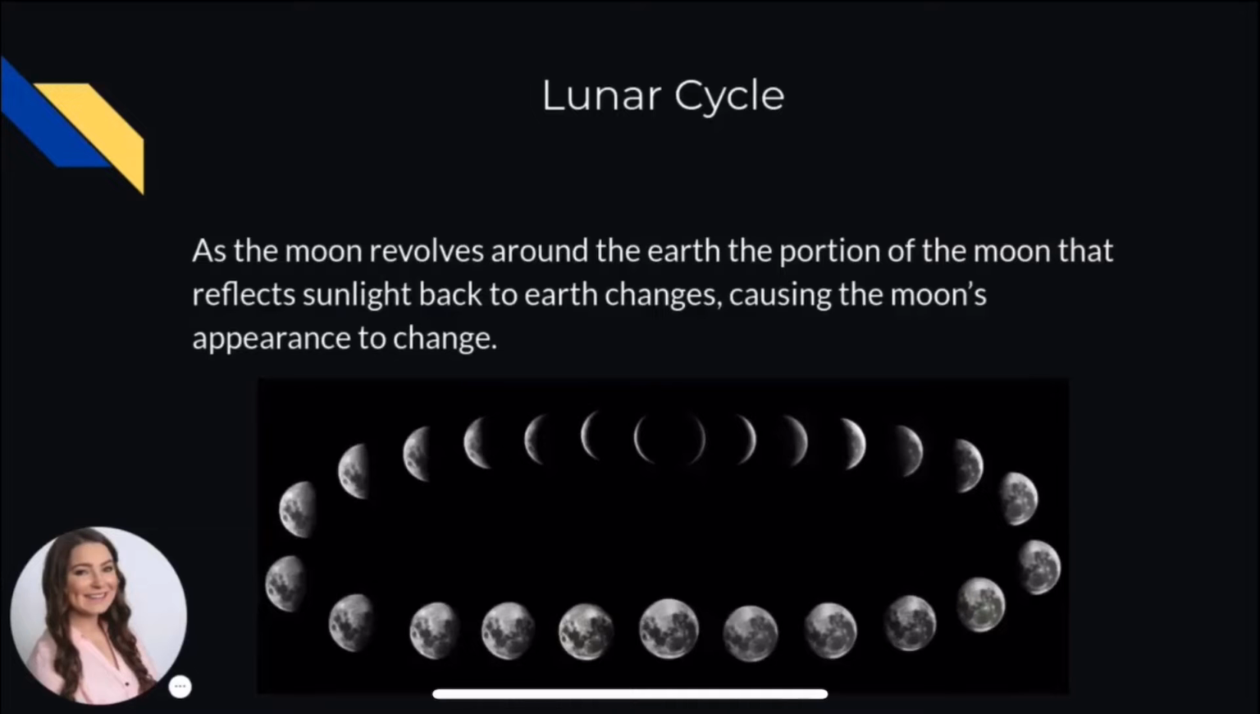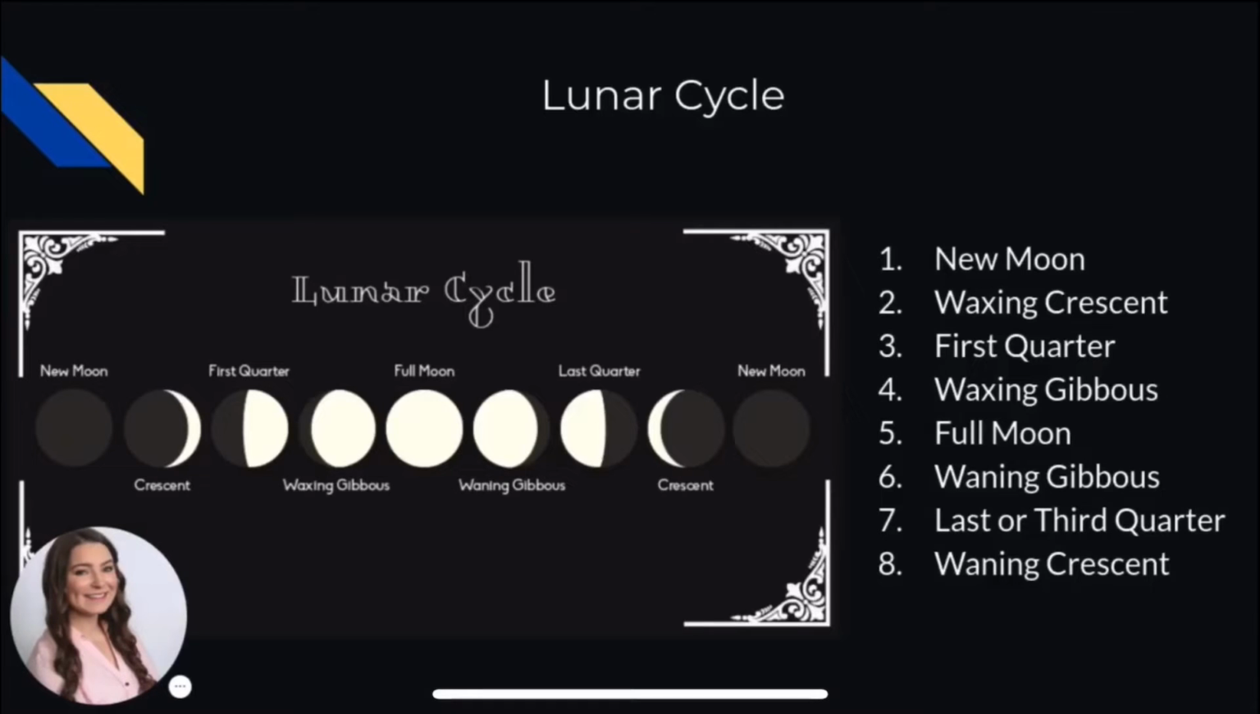As the moon revolves around the Earth, the portion of the moon that reflects sunlight back to Earth changes, causing the moon's appearance to change. The lunar cycle in order goes: new moon, waxing crescent, first quarter, waxing gibbous, full moon, waning gibbous, last or third quarter, waning crescent, and then it restarts back at the new moon. Before we go in depth on these phases, I want to review some important vocabulary.